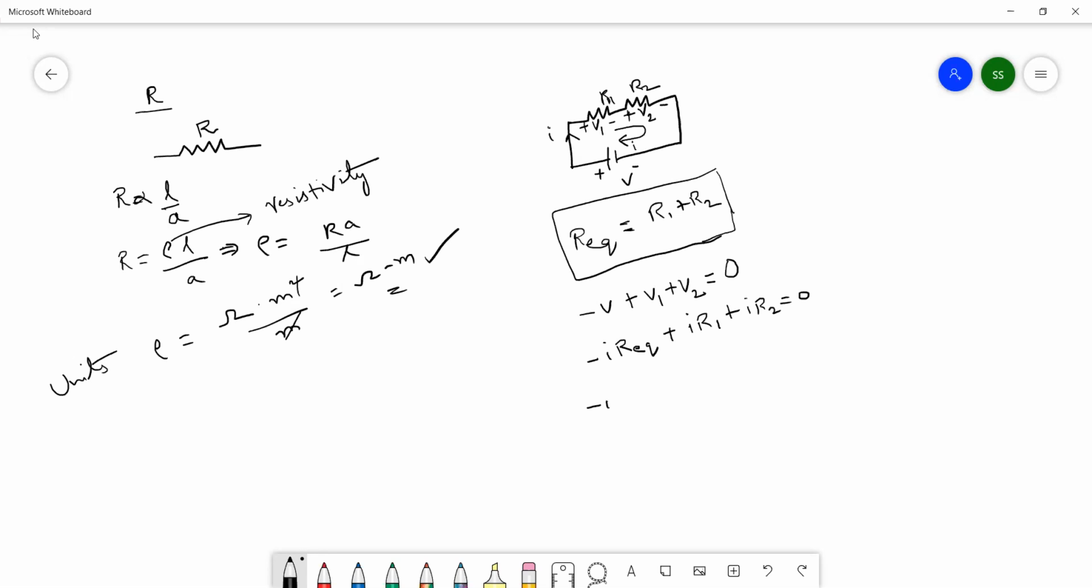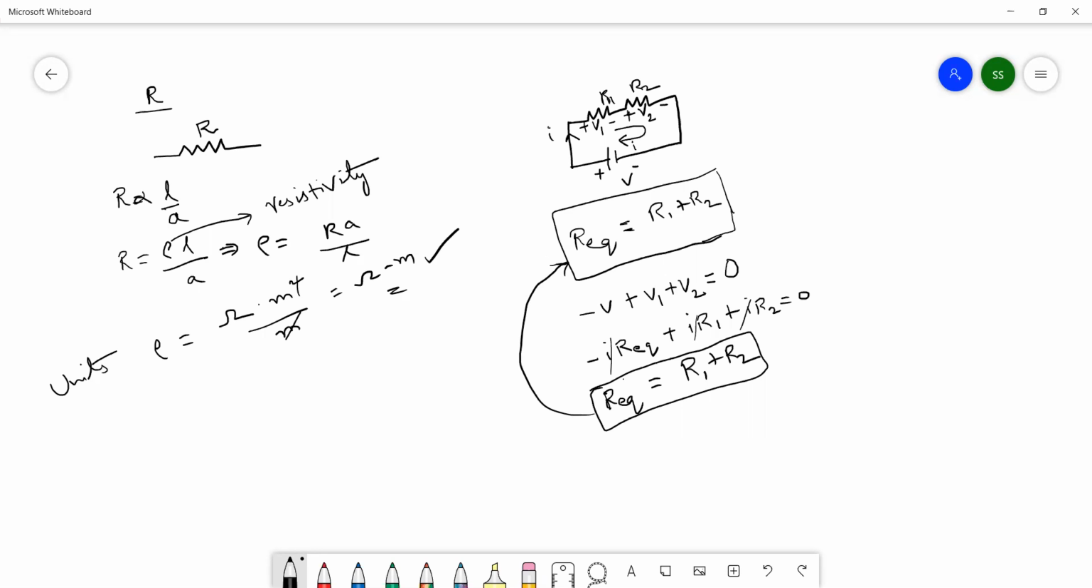So by taking I as a common factor, I'm directly writing R equivalent equals R1 plus R2, right? Derived from your application of Ohm's law and KVL.